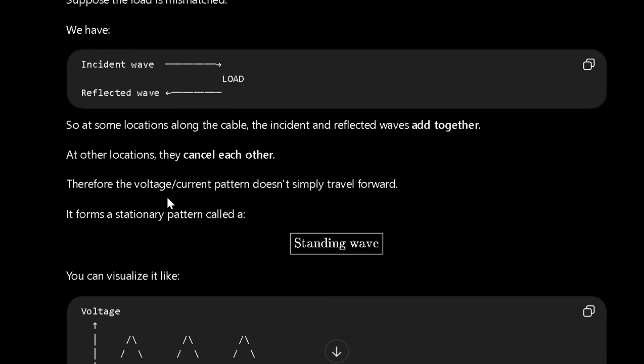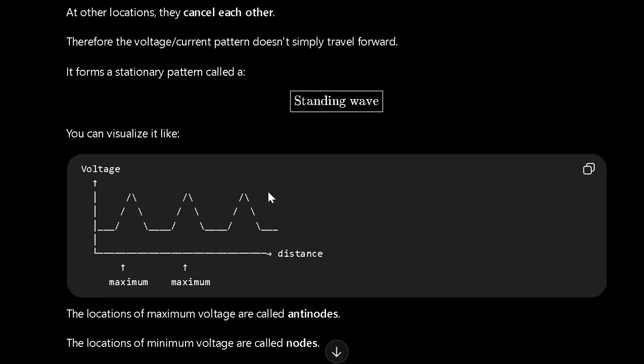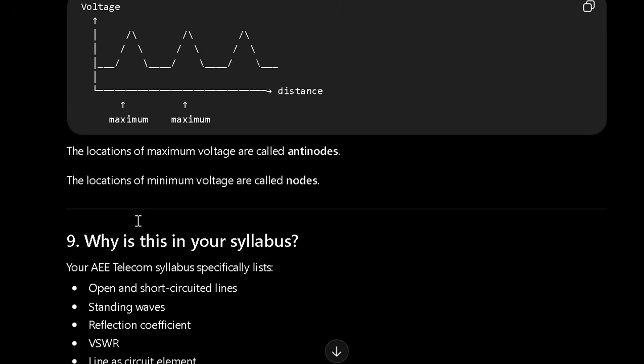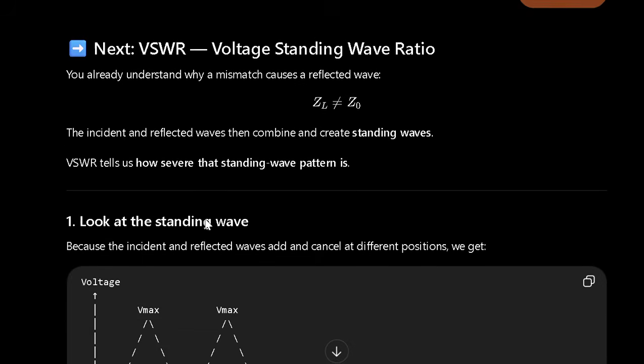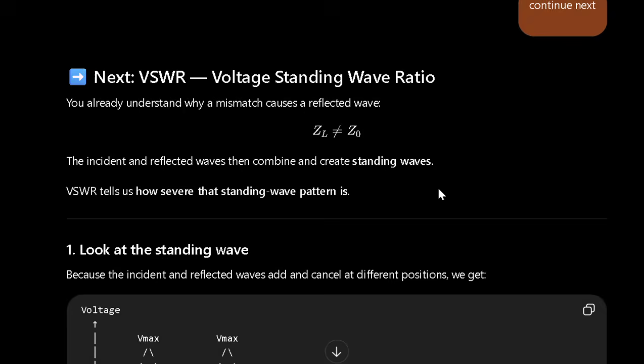Therefore, the voltage and current patterns don't simply travel forward. They form a stationary standing wave. Where the maximum forms we call it antinodes, and where the minimum voltage forms we call it nodes. So load mismatch leads to reflection, standing waves, and VSWR.